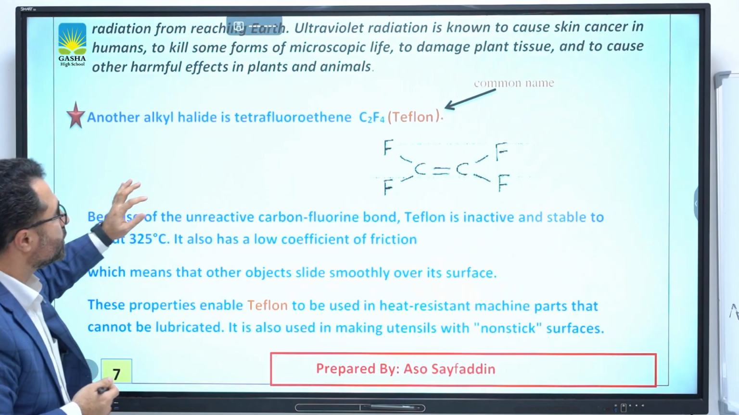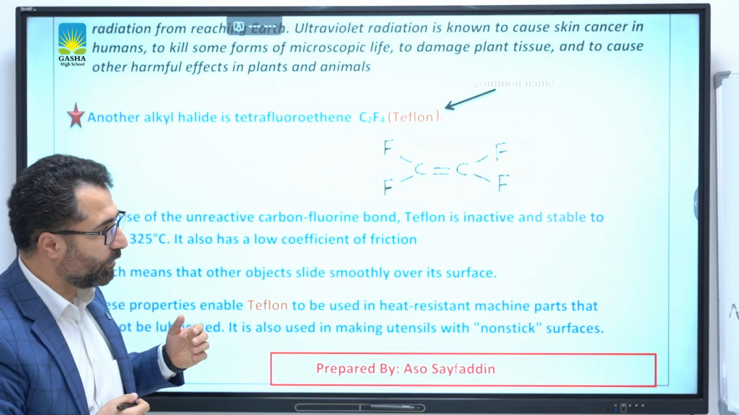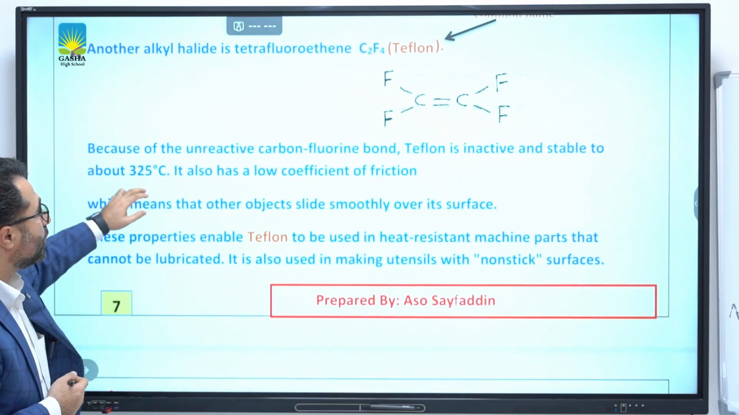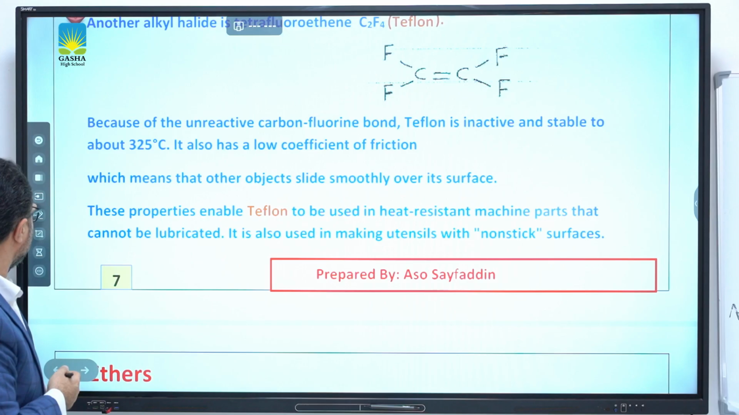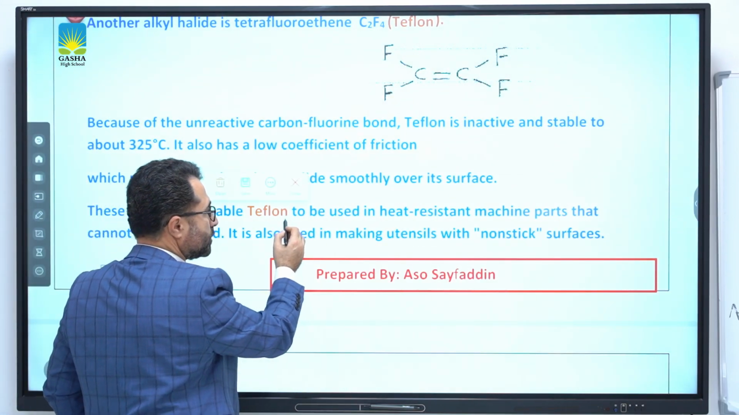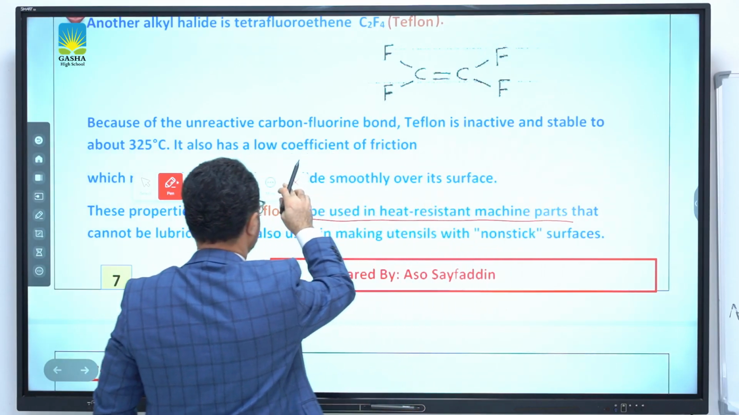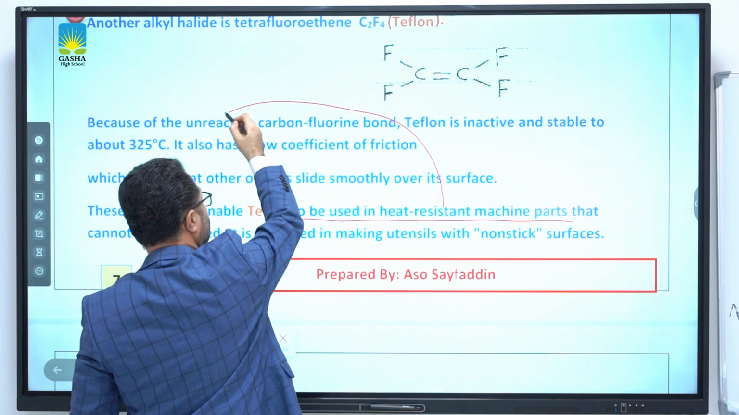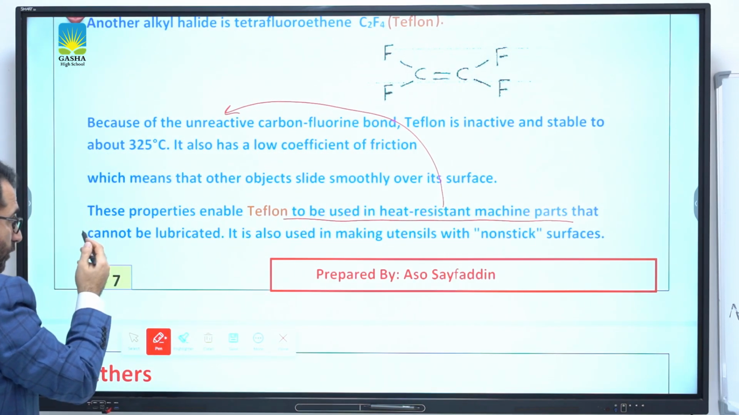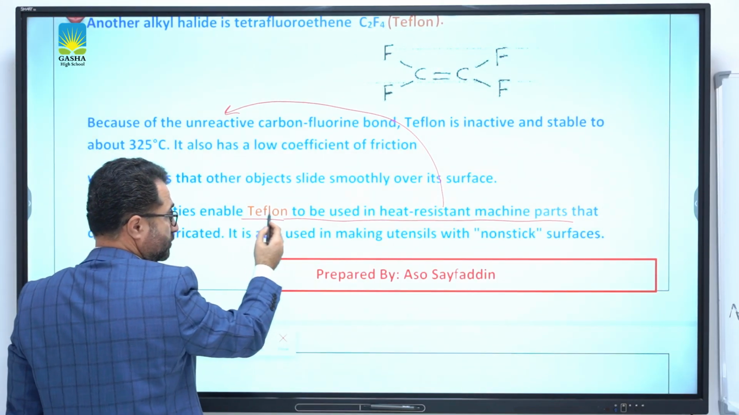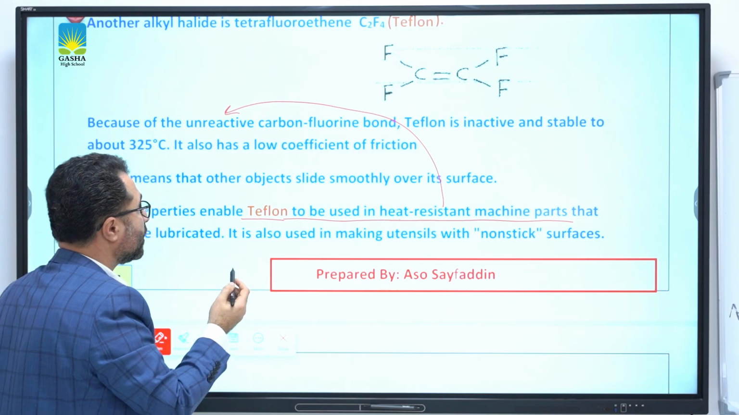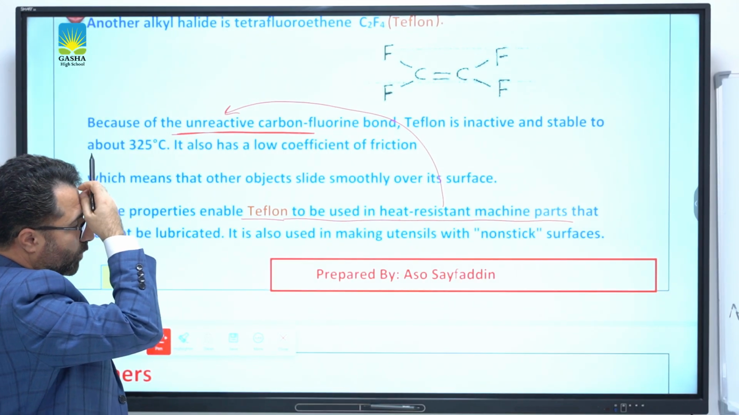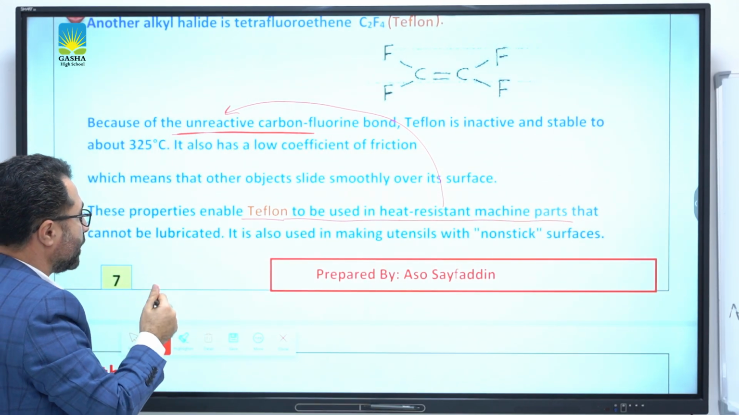And another alkyl halide is tetrafluoroethene, which is known by Teflon, its common name, C2F4. We can use it in what, heat resistant machine parts, because the bond between carbon and fluorine in Teflon is unreactive. So why is Teflon used as a heat resistant machine part? Because it's what, unreactive. The bond between C and F in Teflon is unreactive.